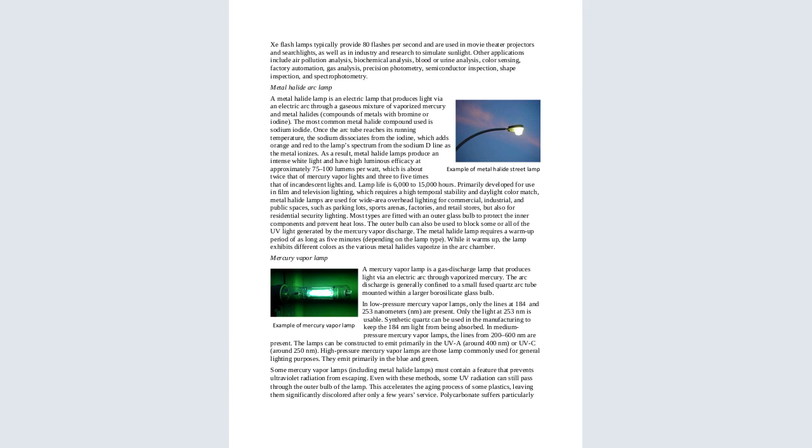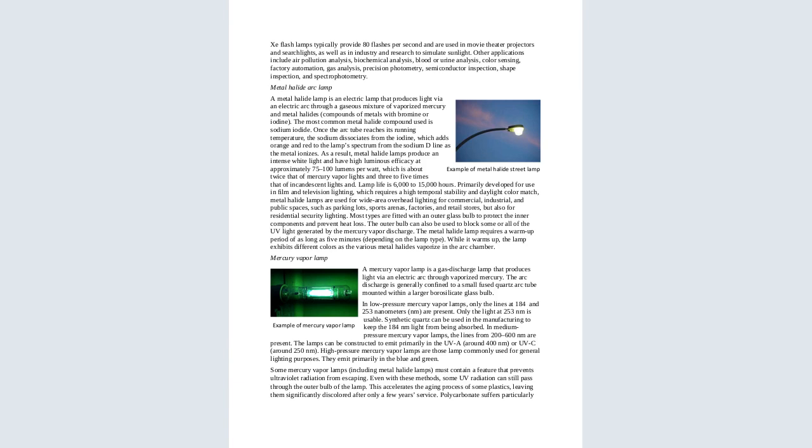Metal halide lamps are used for wide area overhead lighting for commercial, industrial, and public spaces, such as parking lots, sports arenas, factories, and retail stores, but also for residential security lighting. Most of these are fitted with an outer glass bulb to protect the inner component and prevent heat loss. The outer bulb can also be used to block some of the ultraviolet light generated by the mercury vapor discharge.